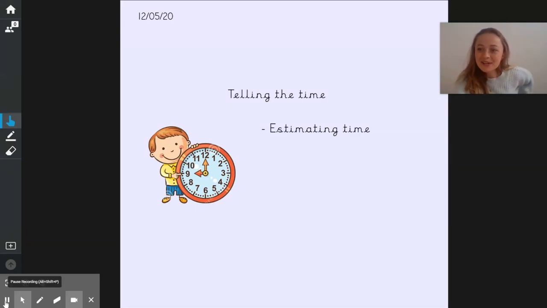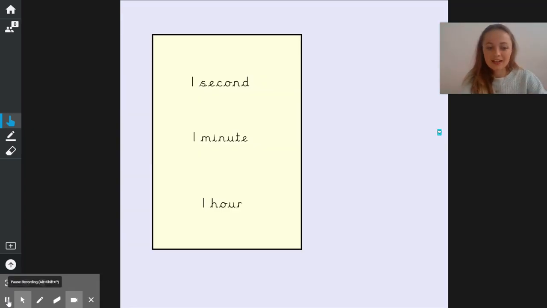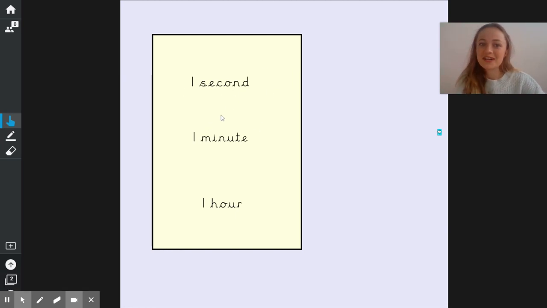Everybody. Today, we are going to look at estimating time, which means guessing, predicting how long different activities take. So on the board, we have got three different units of time: 1 second, 1 minute, and 1 hour.